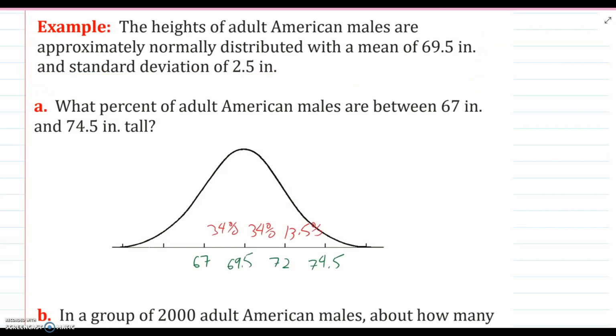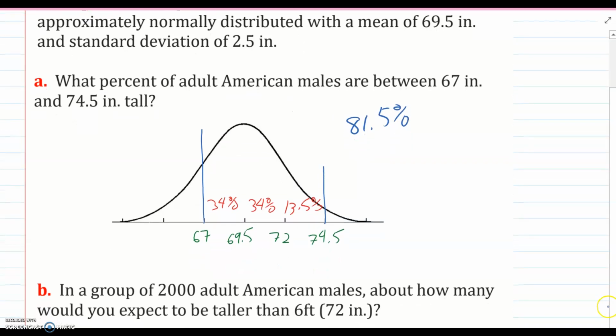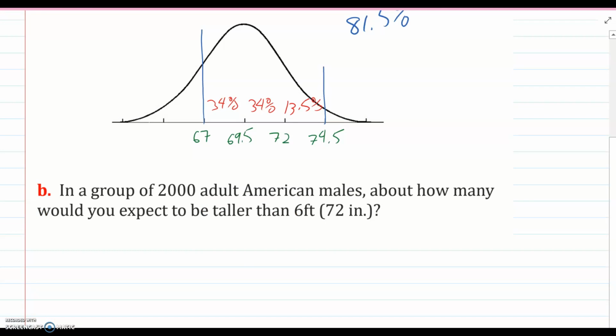Okay, and I've filled in the pertinent information for this first question. What percentage of adult males are between 67 inches and 74.5 inches tall? Well, I'm just going to add these three up, and I'm hoping that everybody comes up with 81.5%.